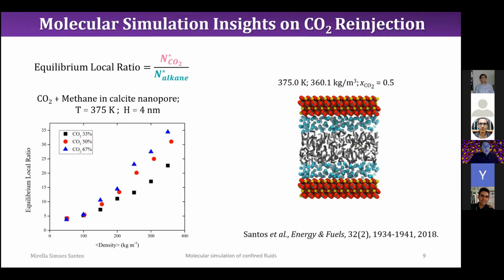So what we see is that the higher the average density inside the pore, the higher the equilibrium local ratio. So we have a higher amount of CO2 relative to alkane on this surface. And this shows us that the CO2 has a higher adsorption affinity towards the calcite surface when compared to methane. And this is attributed to the strong polar interactions between CO2 and the calcite surface.